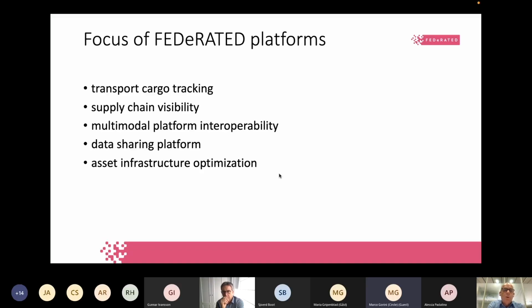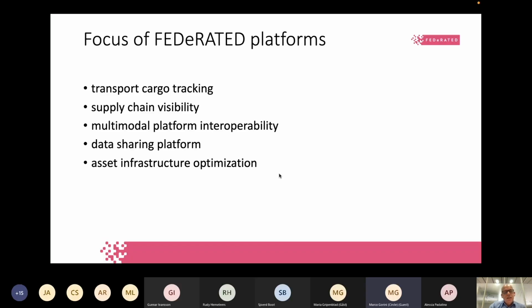Okay, so that is something that we all have in common. A lot of the living labs are focusing on supply chain visibility, which goes a little bit with the tracking part, but it goes deeper than that. More insight into what is happening during the transport process. The next one that a lot of living labs have in common is to actually focus on the platform interoperability, and specifically on the multimodal platform interoperability.